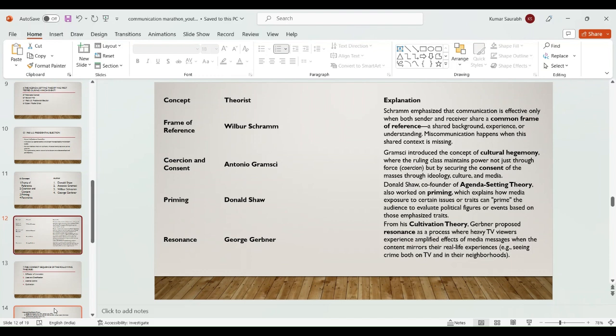So Gramsci introduced the concept of cultural hegemony, where the ruling class maintains power, not just through force, but by securing the consent of the masses through ideology, culture, and media. So the elite class are somehow using that cultural hegemony; they are using that force, they are taking the consent, they are putting in the ideology.